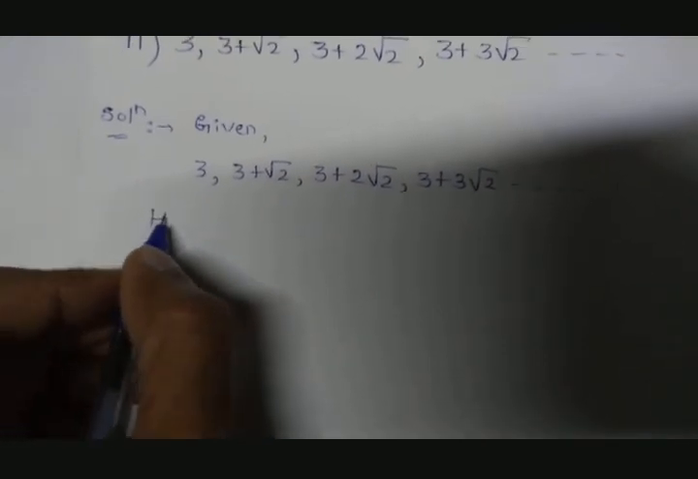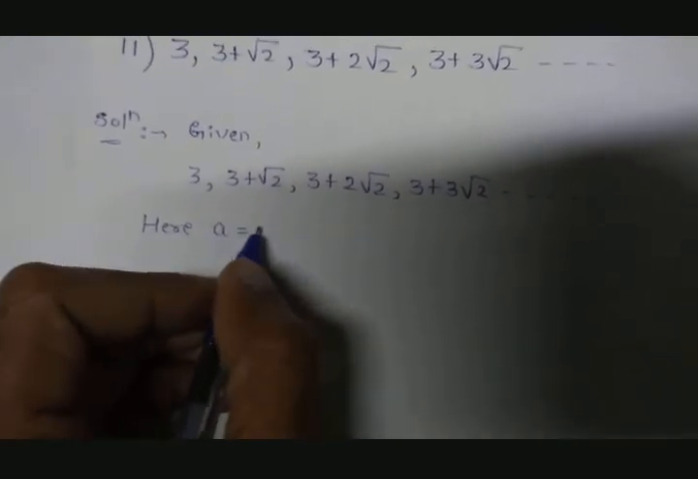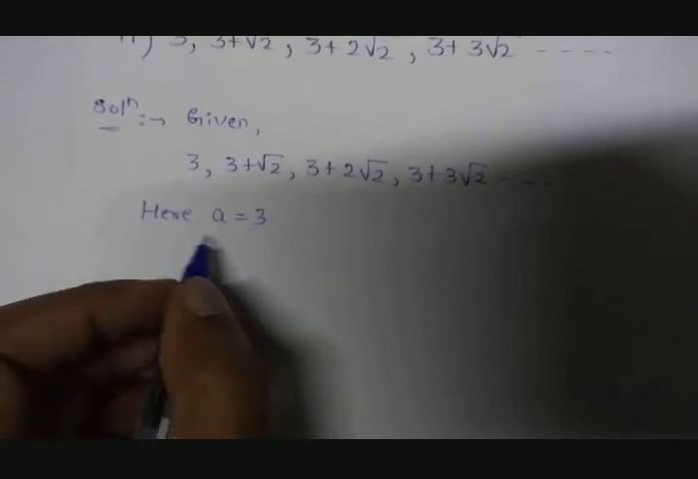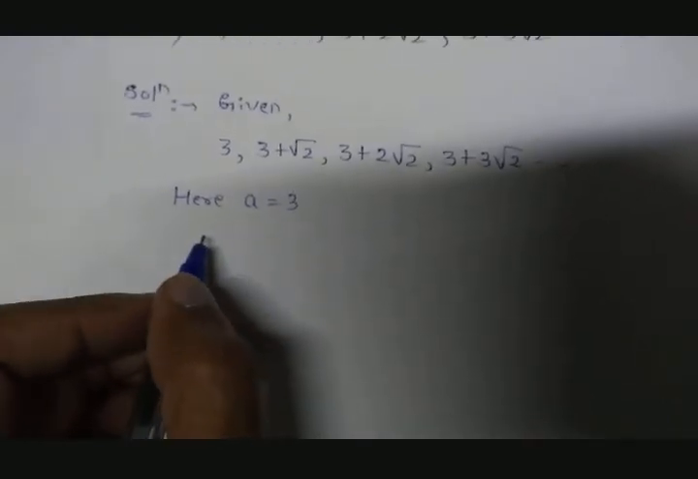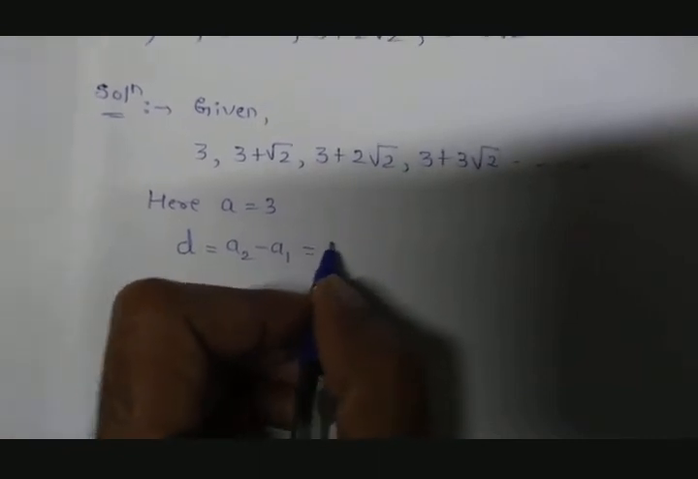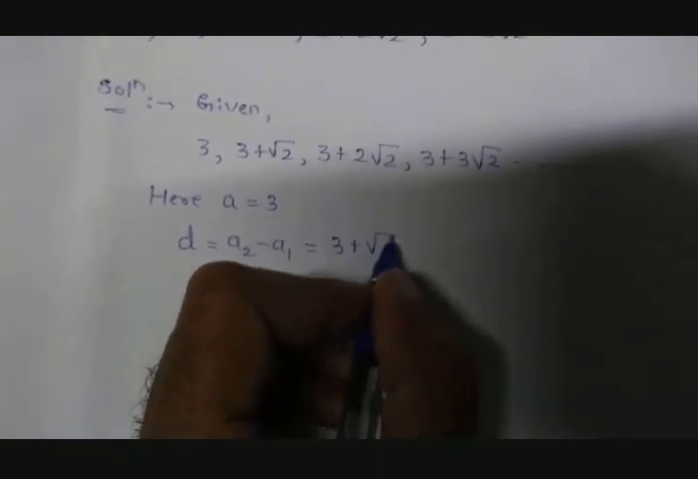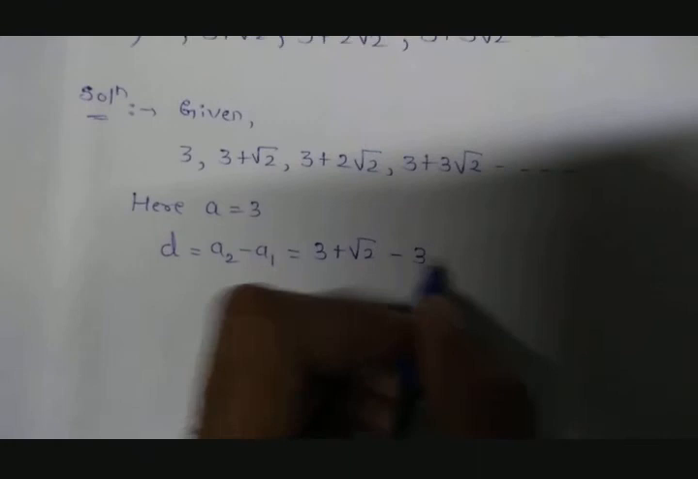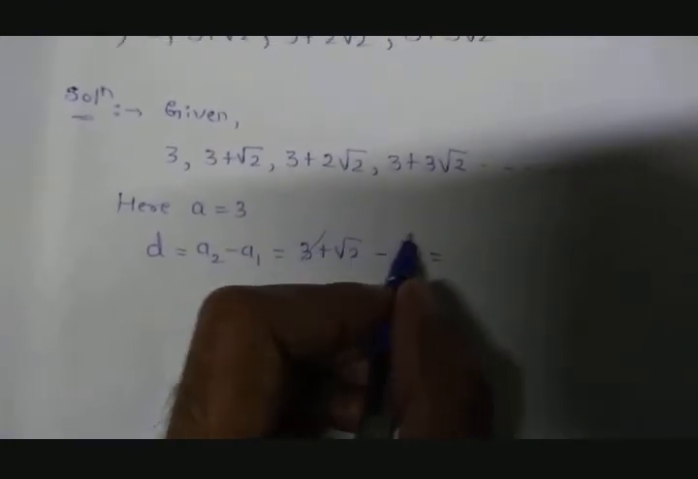So here we know that the first term a is 3, and now again we can check for the common difference, that is d equals a2 minus a1, which is 3 plus root 2 minus 3. So 3 gets cancelled and we are left with root 2.